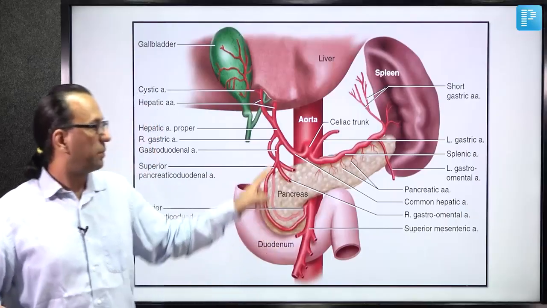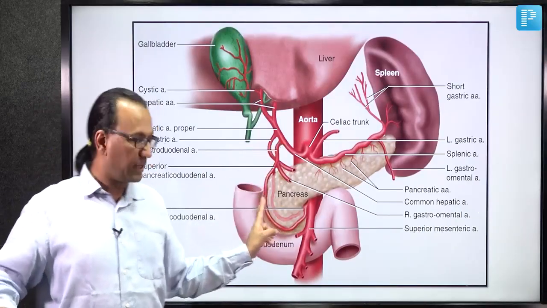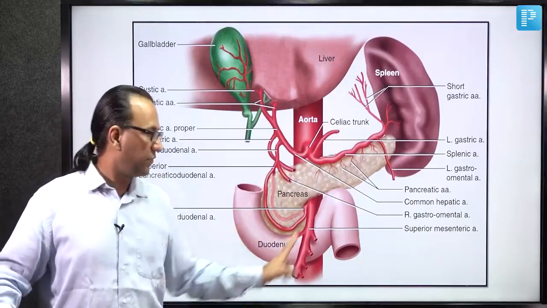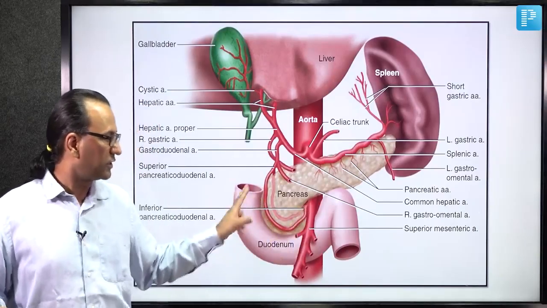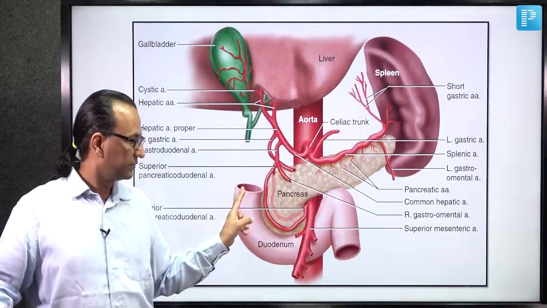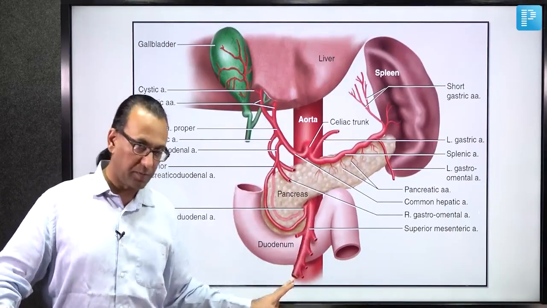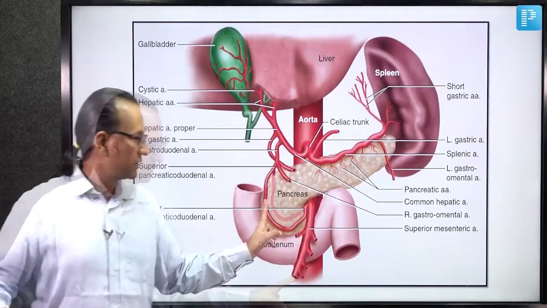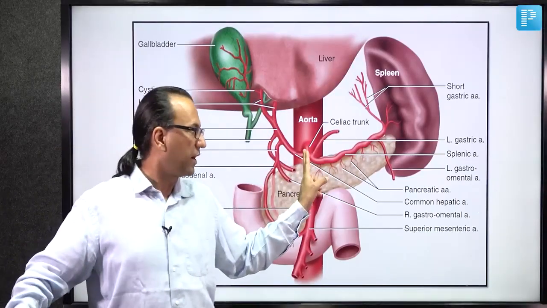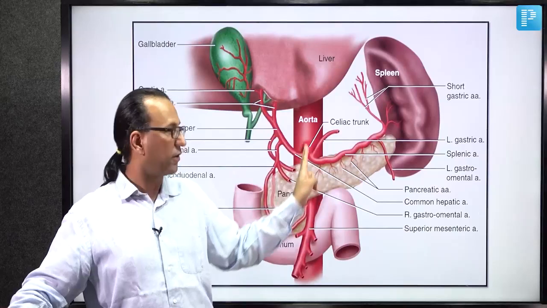Superior pancreaticoduodenal artery will supply the proximal duodenum, the foregut part of the duodenum, whereas the inferior pancreaticoduodenal artery will be supplying the distal part of the duodenum, that is the midgut part of the duodenum, as it is a branch of the superior mesenteric artery supplying the midgut. Whereas the superior pancreaticoduodenal artery is a branch of the gastroduodenal artery, branch of the common hepatic artery, a branch of the celiac trunk, the artery of the foregut.